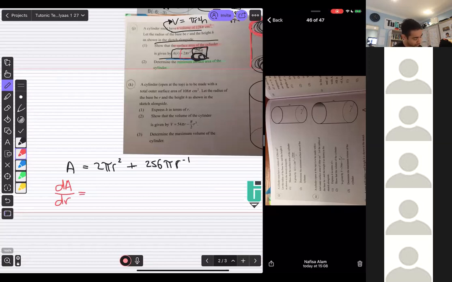And that must equal 0, right? The derivative must equal 0. So what's the derivative? 4 pi r. Is pi a variable? No. Does pi change? No, it doesn't change. It's just a symbol, right? So you don't have to think of pi as a variable. So it becomes 4 pi r, then negative 256 pi r.